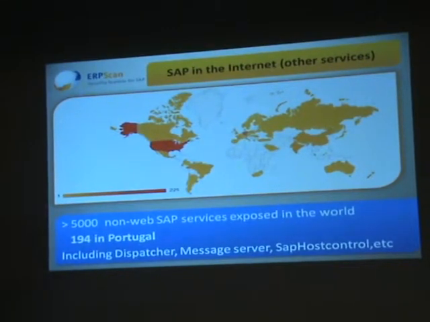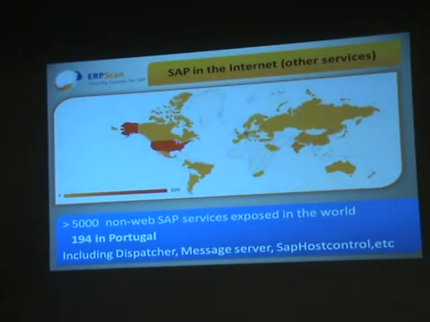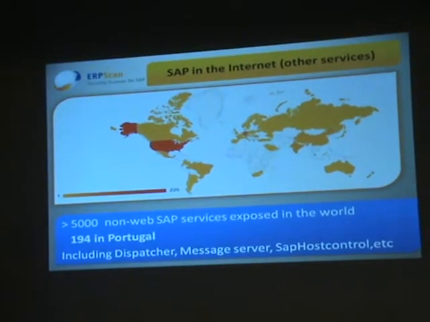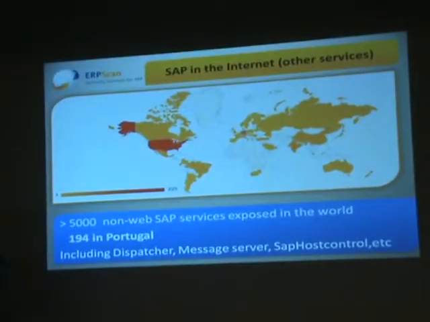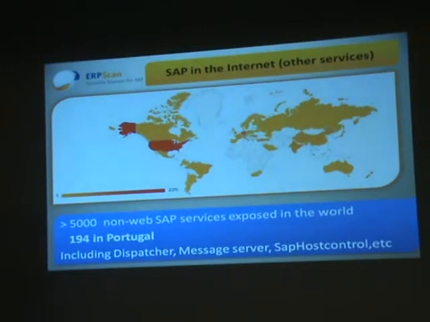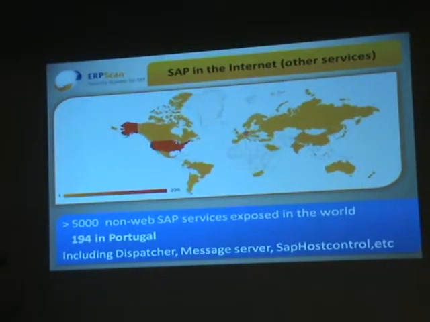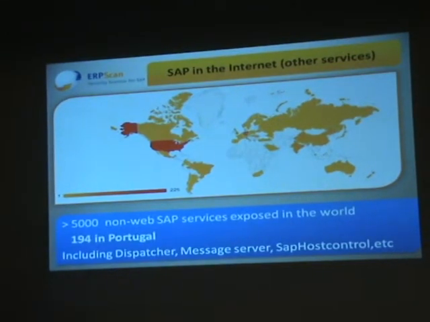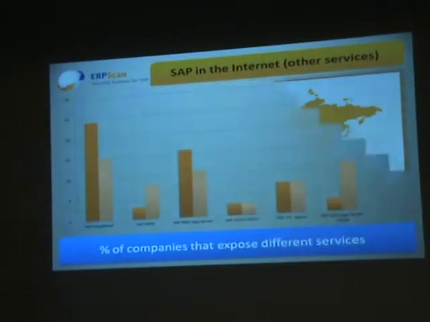So what about the message server, for example? About a week ago, ZDI published the details of a buffer overflow vulnerability in the message server. It is very easy to exploit this vulnerability, and it can lead to code execution. So when you have the message server exposed to the internet, it can potentially be a big problem.